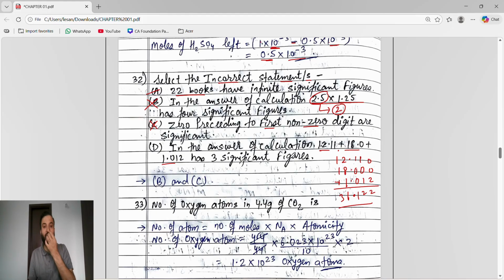So in addition and subtraction, what we have to do? We have to see the fewest decimal. Lowest decimal means this is 2 digit, this is 1 digit, this is 3 digit. So 1 digit is the lowest, so we have to round off to 1 digit decimal. Before the decimal place it will remain the same, 31 point. 1 digit means we'll see this 12. 12 will round off to 10. So 31.1. 31.1 has how many significant figures? 3 significant figures. So this is correct. B and C are incorrect. Yes, B and C.